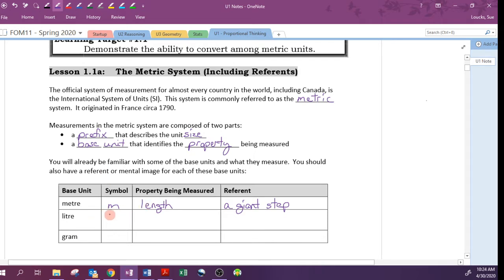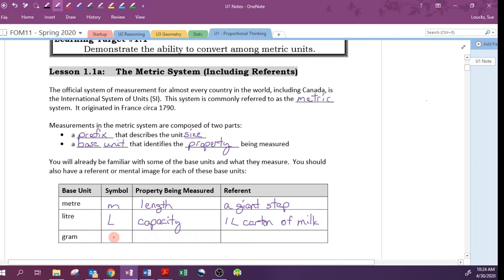A liter, which is abbreviated with a capital L, measures capacity, or how much a container can hold. So the easy example for that is a 1 liter carton of milk. If you live in Canada, you know what a 1 liter carton of milk looks like.